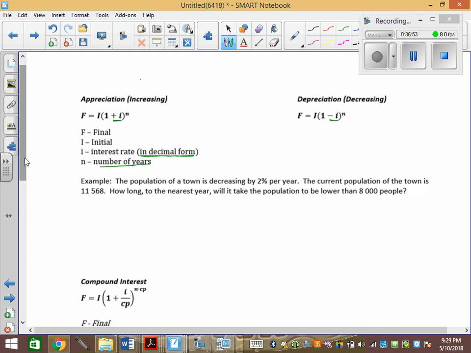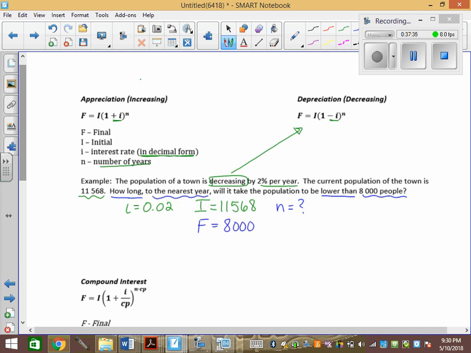Okay, so here it says the population of a town is decreasing, so we know we're using this formula, by 2% per year. So I know my i is 0.02. If you want to turn percent into a decimal, you divide by 100. The current population of the town is 11,568, so my initial population is 11,568. How long, to the nearest year, so they want us to find N, will it take the population to be lower than 8,000 people? So my final is going to be 8,000. And it needs to be lower than 8,000, so no matter what time I get, I'm going to round up.